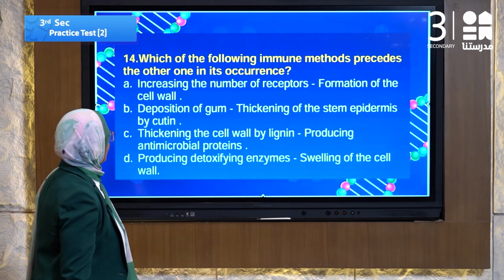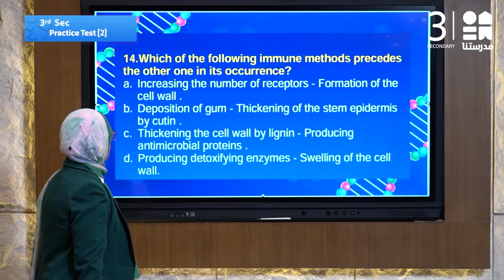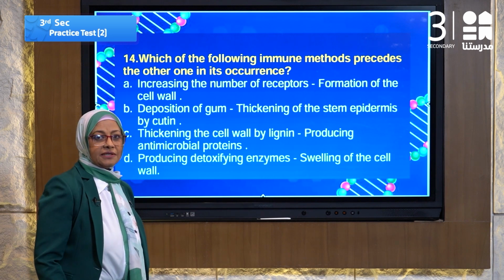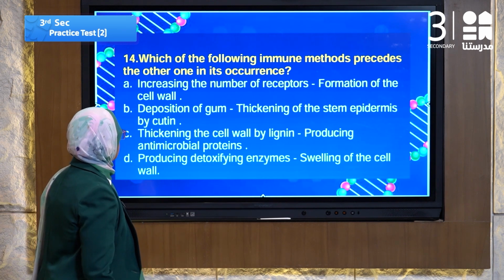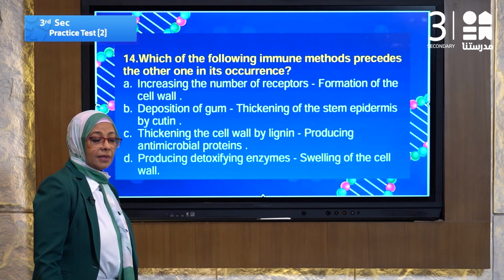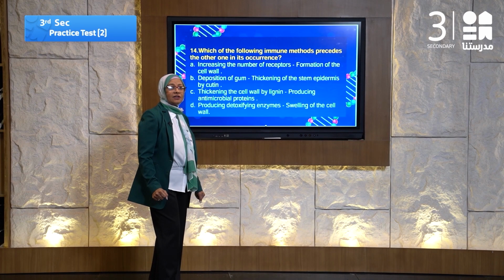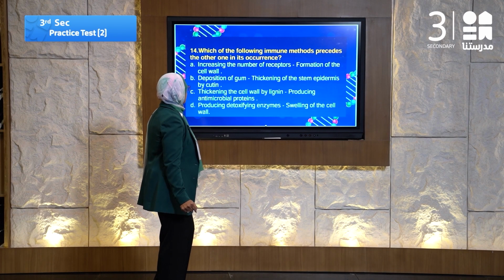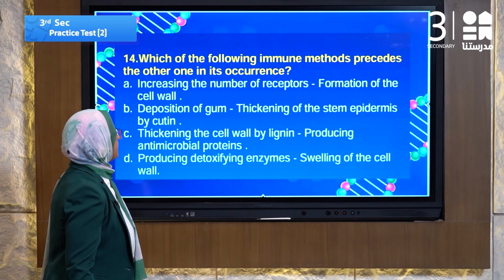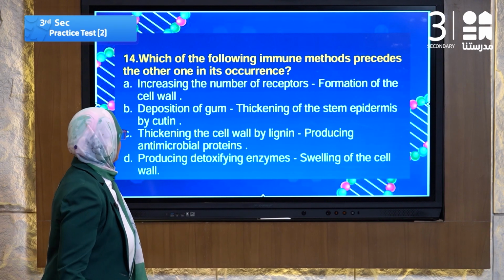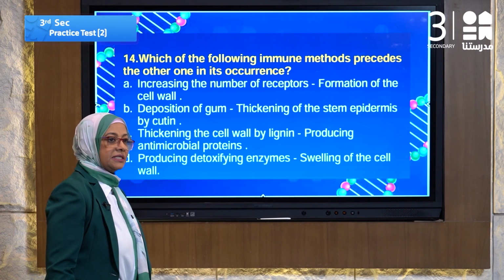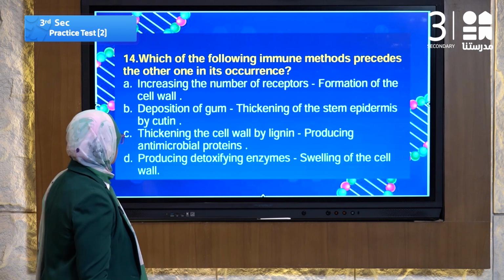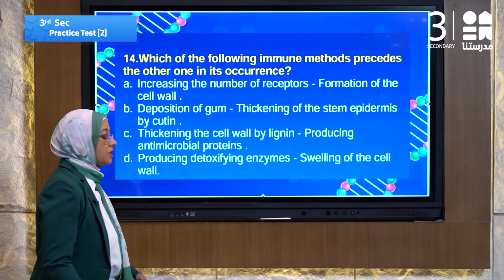Thickening of the stem epidermis by keratin. Which of them is preceding the other? The first one is deposition of gum. Deposition of gum happens when there is an infection in the cell wall. So it's not preceding the thickening of the stem epidermis by keratin. The thickening of the stem epidermis by keratin comes first.